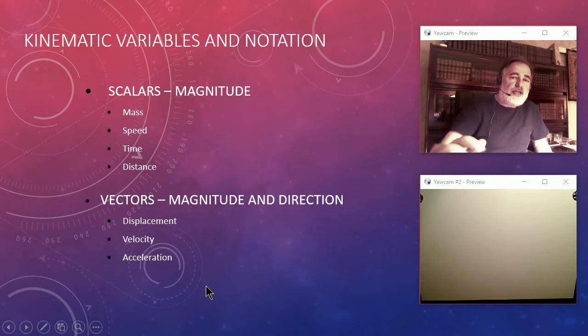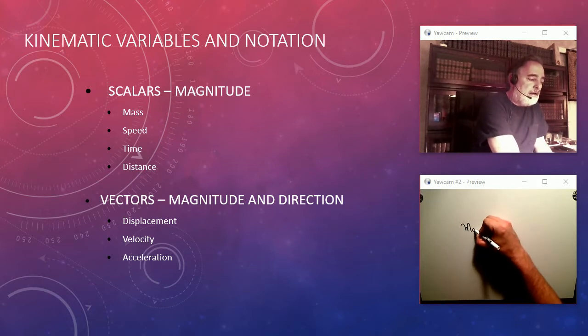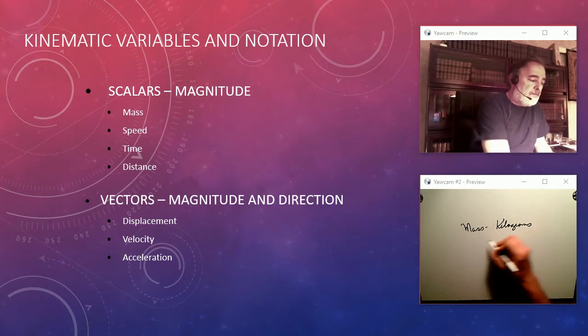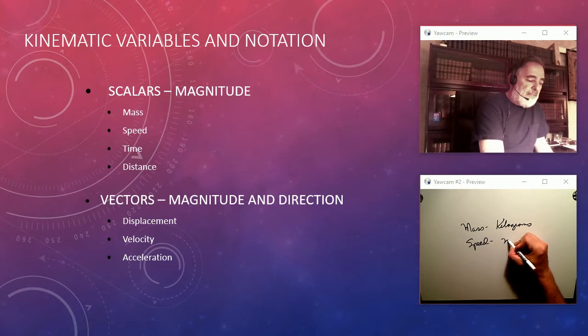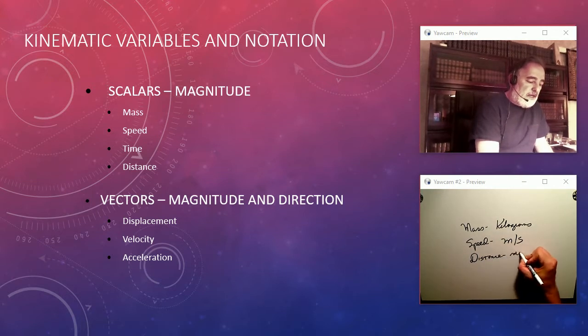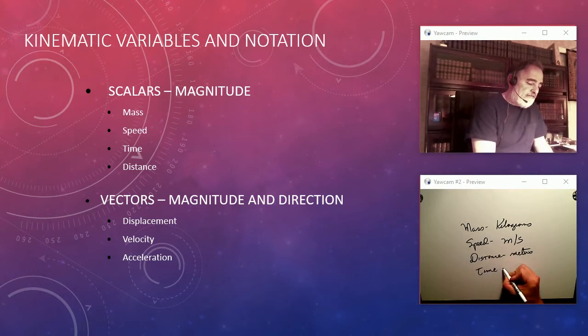So in the previous chapter, we talked a little bit about the international standard units that we use. We use mass, kilograms; speed, meters per second; distance, of course, is in meters; time is in seconds.